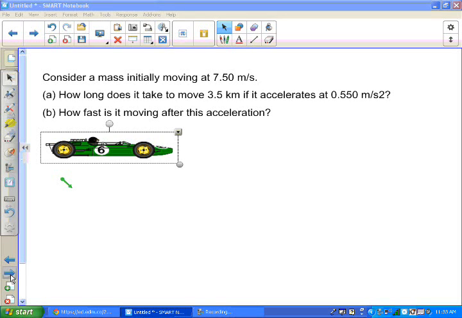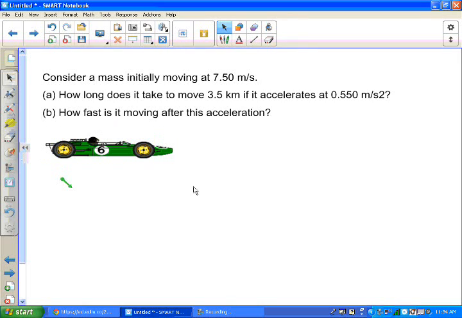And we're asked to figure out, if it is moving with an initial velocity of 7.5 meters per second, how long does it take to move 3.5 kilometers if it accelerates at 0.55 meters per second squared? That's Part A. And then Part B is how fast is it moving after this acceleration? Or we're basically being asked to find the final velocity.